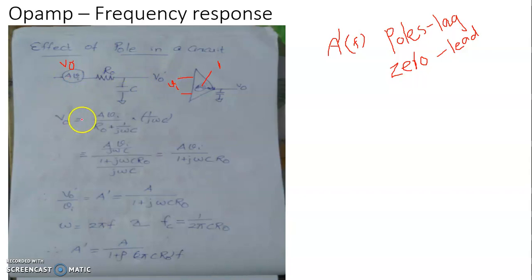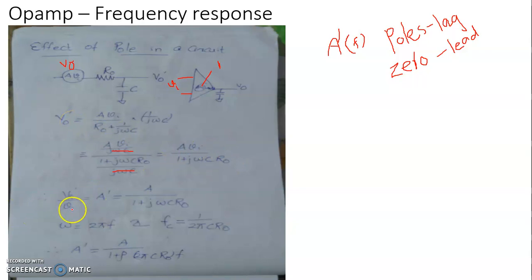Then definitely VO prime is equal to the fraction of VO appearing across this capacitor, that is AVI divided by total resistance, which is R0 plus capacitive reactance 1 by j omega c, into the value of this resistance 1 by j omega c. Now we simplify this. In the numerator you will have AVI divided by j omega c, and in the denominator you cross multiply, 1 plus j omega R0c divided by j omega c, and this j omega c vanishes in the numerator and denominator. What remains is AVI divided by 1 plus j omega c R0. This is the practical output voltage.